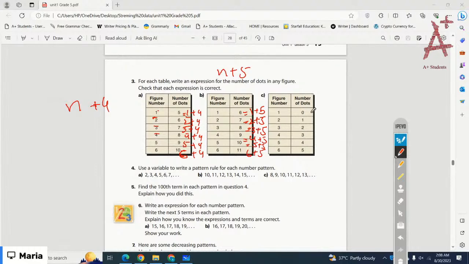Okay, let's look at this one. 1, 0; 2, 1; 3, 2; 4, 3; 5, 4; 6, 5. That means the number of dots is 1 less than the figure number, right? It is 1, 0. It is 2, so it is 2 minus 1, 3 minus 1, 4 minus 1. Every time it is 1 less. 5 minus 1, 6 minus 1. These are the figure numbers, right? n is the figure number. You have to subtract 1 every time. So it would be n minus 1, right?